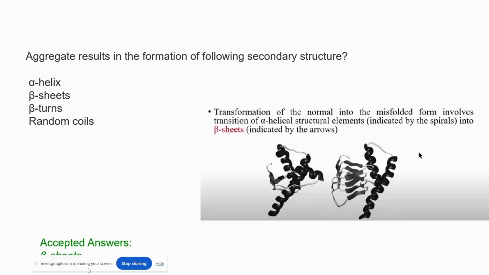Now the next question was: aggregation results in formation of which of the following secondary structures? During the transformation of these proteins from a native state to a misfolded state, it involves transformation of the alpha helical structures to beta sheets. So the correct answer here would be beta sheets. These beta sheets then interact further and form aggregates.